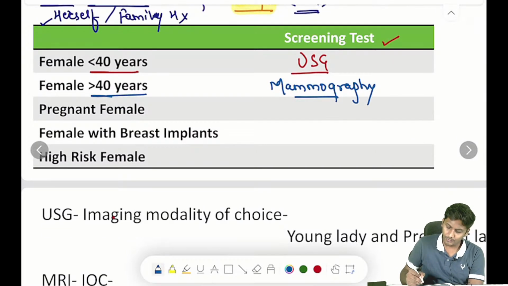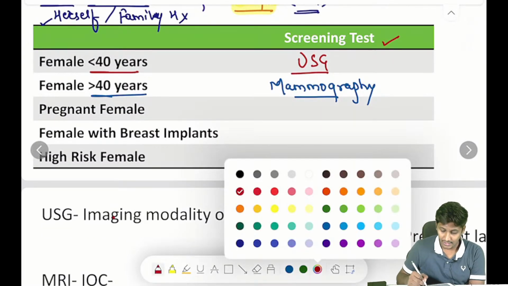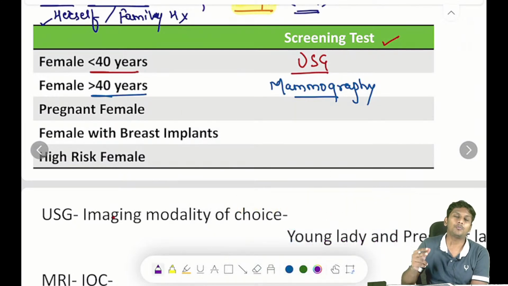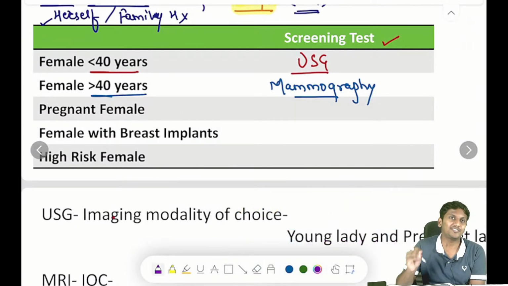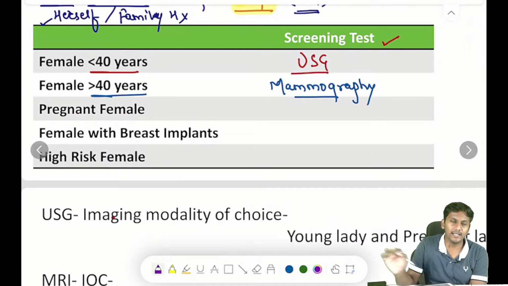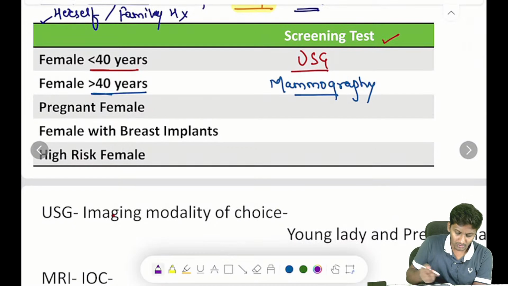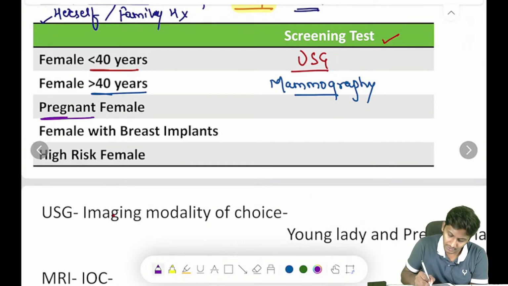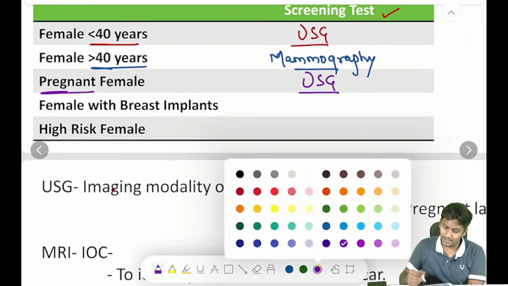Okay. Next important, if it is a pregnant female, definitely a pregnant female means she might be a young female also. And second important, in pregnancy radiation exposure is absolutely contraindicated. Usually X-ray is completely avoided during pregnancy. So if she is a pregnant female, do we go for an X-ray or a mammography? No. So in a pregnant female, definitely the safe investigation will be again an ultrasound. Okay, again you have to go for an ultrasound in a pregnant female. Screening for breast cancer in a pregnant female is done with the help of an ultrasound.